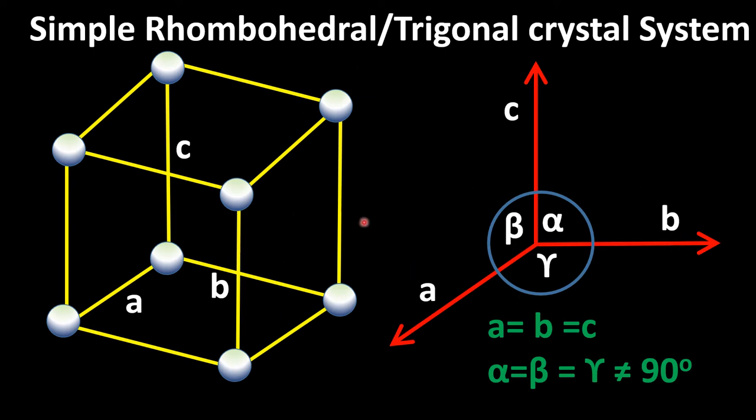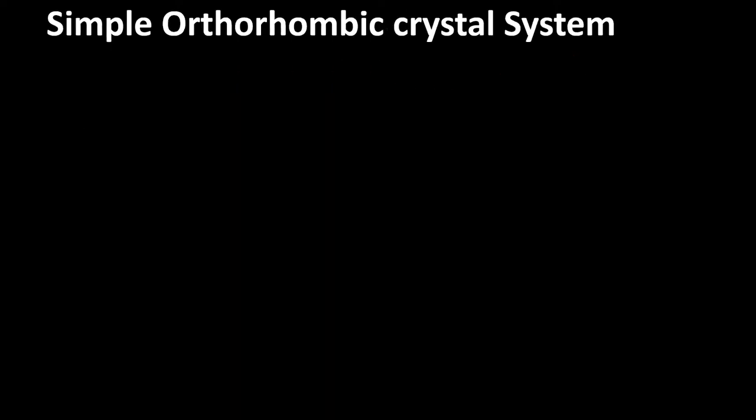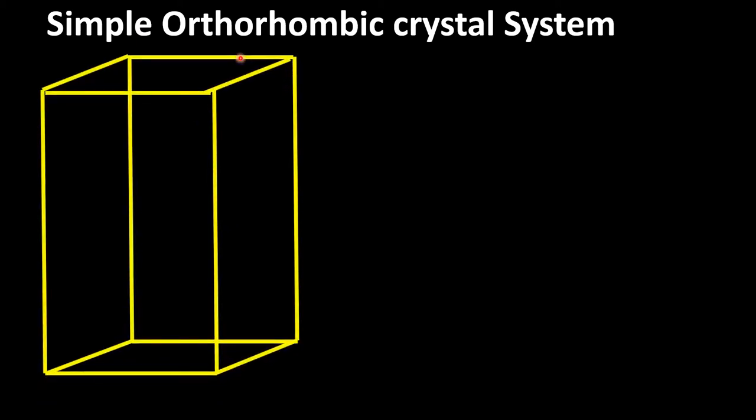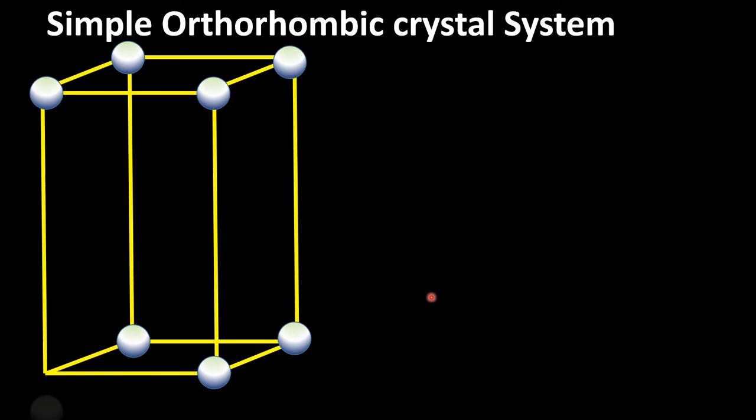So this is our rhombohedral crystal system or trigonal crystal system. Now we discuss another crystal system, which is called the simple orthorhombic crystal system. This is our orthorhombic lattice. That is, it has a lattice point again at the corner, which is different than the simple cubic structure. When we bring the atom to this lattice, we bring the atom at every corner of this simple orthorhombic.